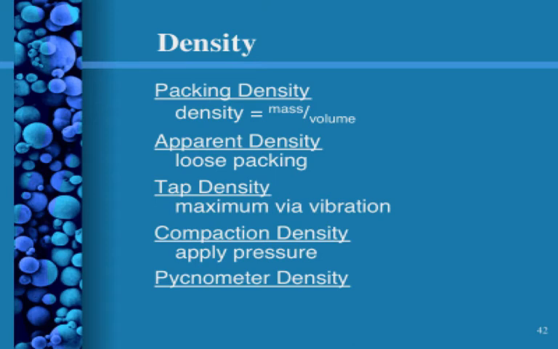Pycnometer density, helium pycnometry, is a technique by which you can measure the theoretical density of individual particles, which depends upon the chemistry and things like that. So it goes back to the original mass per unit volume. They're all densities, but what is the mass? What is the volume? So this is a range in which all of that can change.